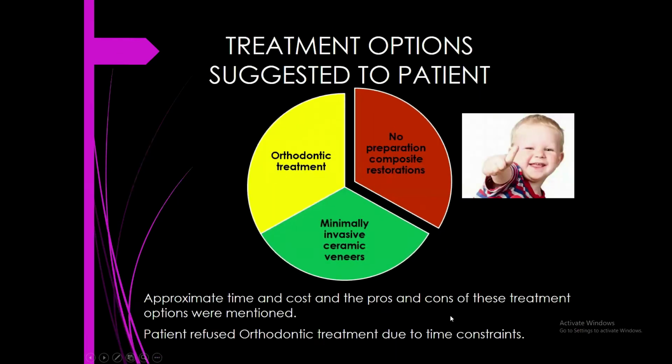So after complete analysis, we gave these treatment options to the patient. The first option was orthodontic treatment. Secondly, we gave him the option of no prep composite restorations. And thirdly, we gave him the option of minimally invasive ceramic veneers. The approximate time, the cost, and the pros and cons of these treatment options were mentioned to the patient. Patient refused the orthodontic treatment due to time constraints.